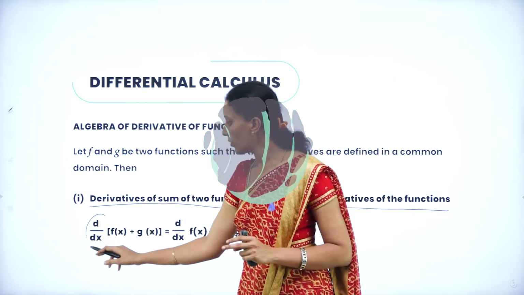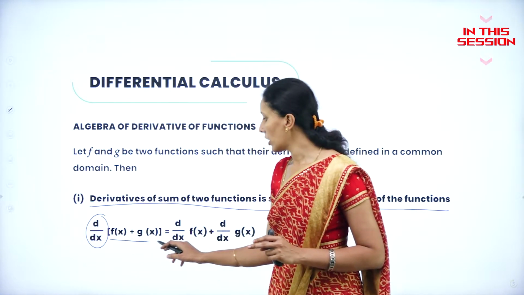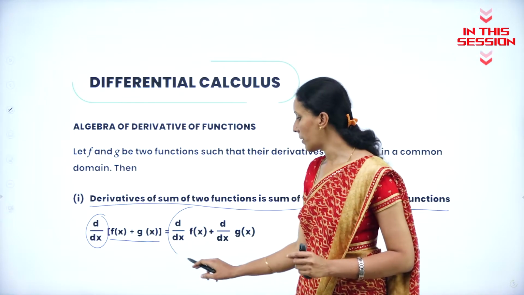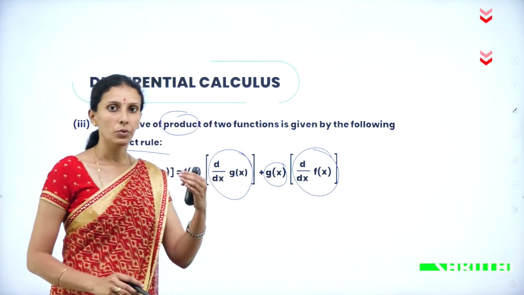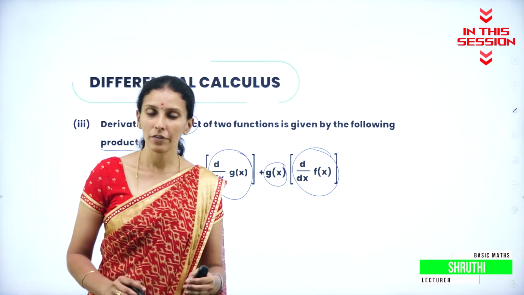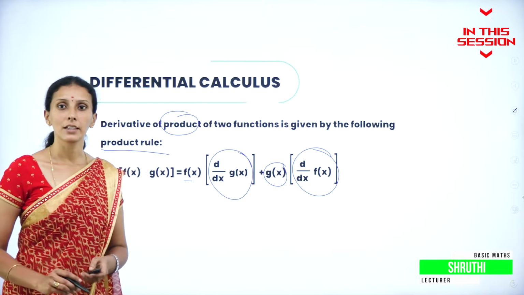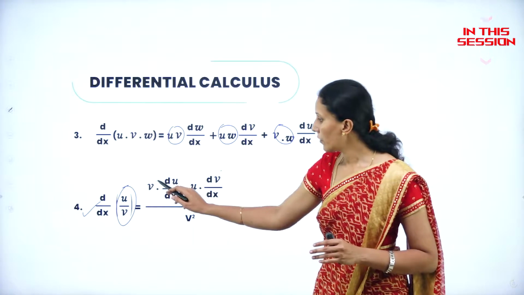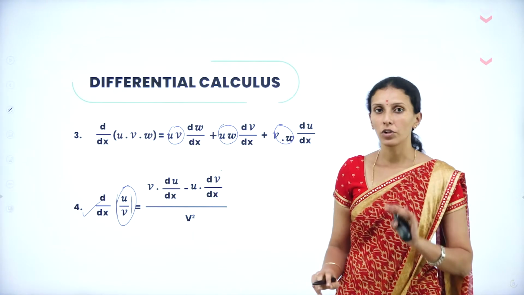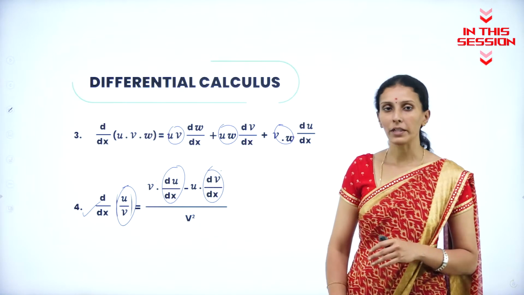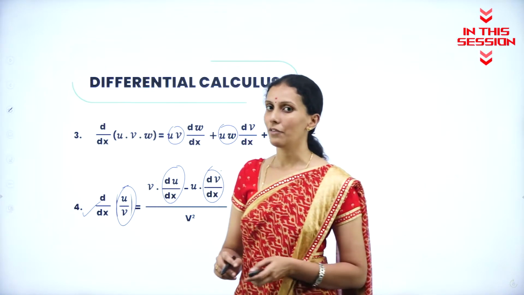When you are going to derive two functions in the form of f of x plus g of x, derive them separately. First function into derivative of second plus second function into derivative of the first. So this rule is called the product rule. Here v, u, v square will be in the original form. Only du by dx and dv by dx will be the derivative of the given function.